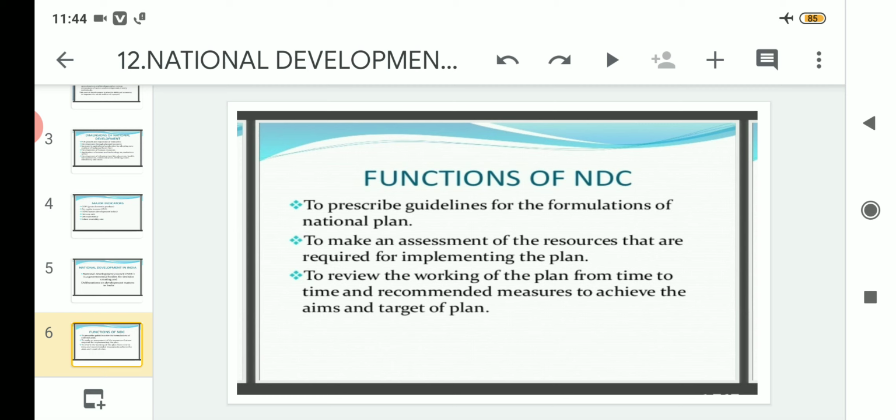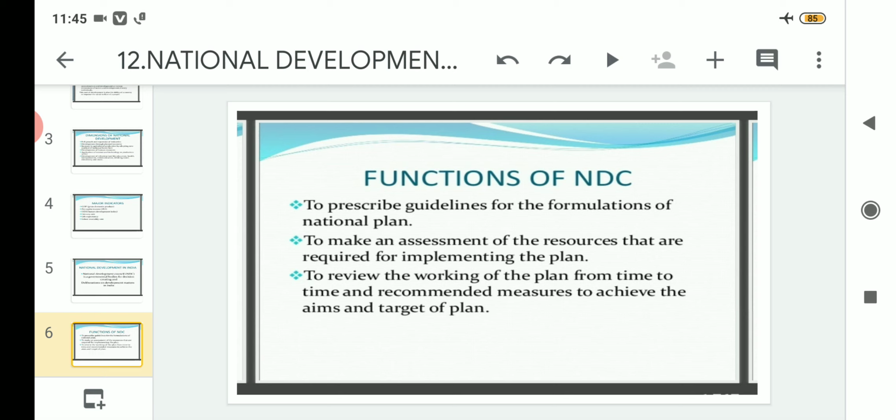Now, number three: the function of the National Development Council is to review the working of the plan from time to time and recommend measures to achieve the aims and targets of the plan. As you can see, these three functions of the National Development Council are interrelated. Firstly, they will prepare and prescribe the plan, circulate it, and formulate it at the national level. Clear? After formulating it at the national level, they will make an assessment of those resources that are required to implement the plan.